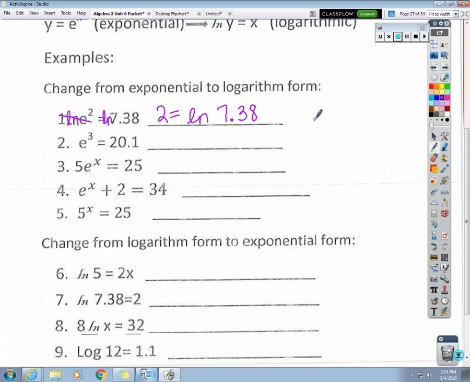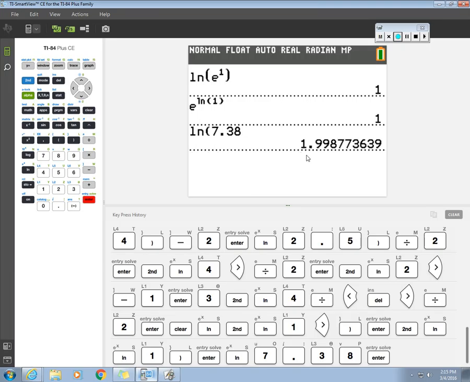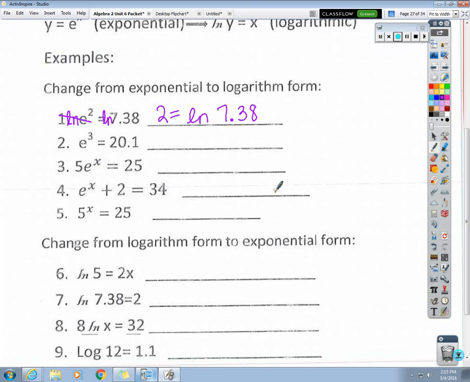Now, just like we were able to check them when we were doing exponential to logarithm and they were common log, you can also check these. Type in your calculator Ln 7.38. And you get 2. Okay, so you know you've done it right.